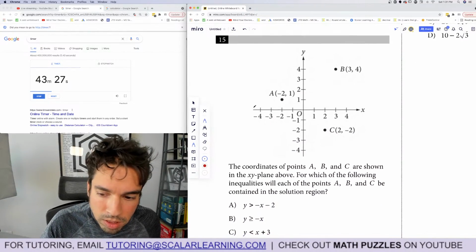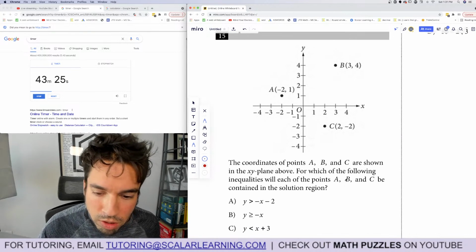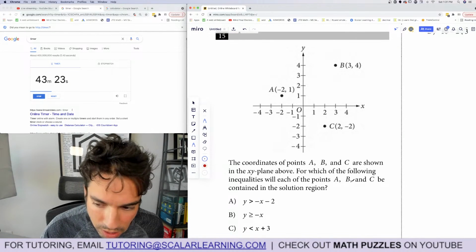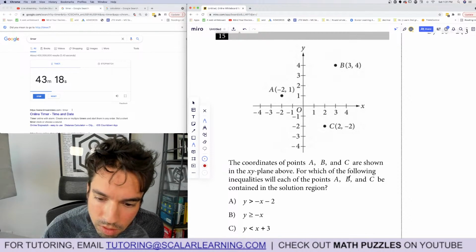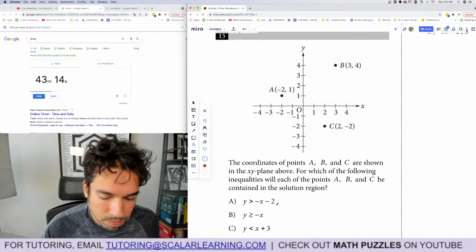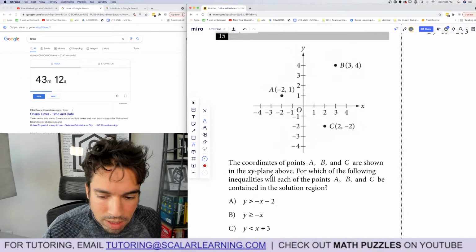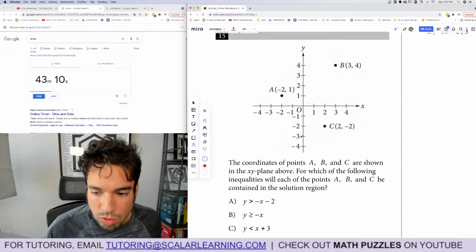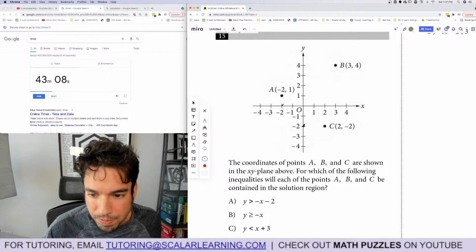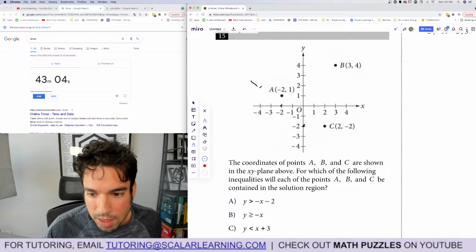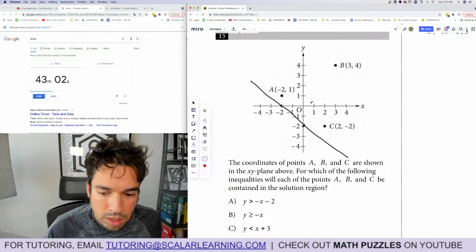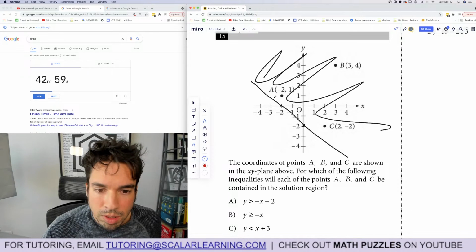The coordinates of points A, B, and C are shown on the plane. Of which of the following inequalities will each of the points A, B, and C be contained? So they're all contained in the solution. Okay, y is greater than negative x minus 2. So that would look like a line like this. Y is greater than negative x minus 2 would be everything up here. Yeah, A is the winner.